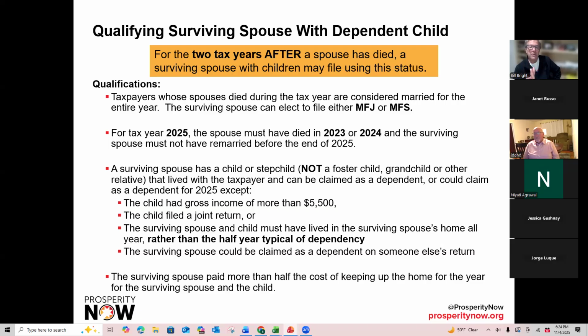Basically, it allows you to continue to get the higher standard deduction for 2 years. After that, you'll be switching to head of household so that your standard deduction is going to go down a little bit. But again, you get the benefit of the much higher standard deduction for 2 years, as long as that child, the dependent, didn't have gross income of more than $5,500. The child didn't file a joint tax return, and the child must live with the surviving spouse for over half the year. Again, I think I've seen two of these over the last 10 years.